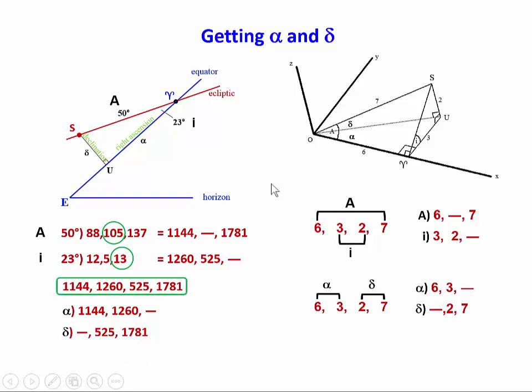In fact, astronomers often use what they call rectangular coordinates, which are just these numbers here. And these also define the position, and you don't have to find alpha and delta in that case. You simply use those numbers, rectangular coordinates. So that's how it works.